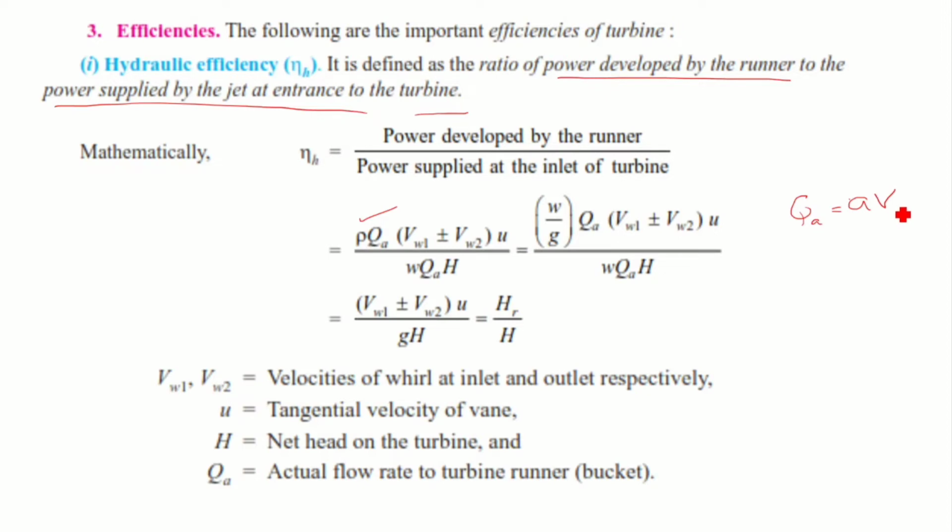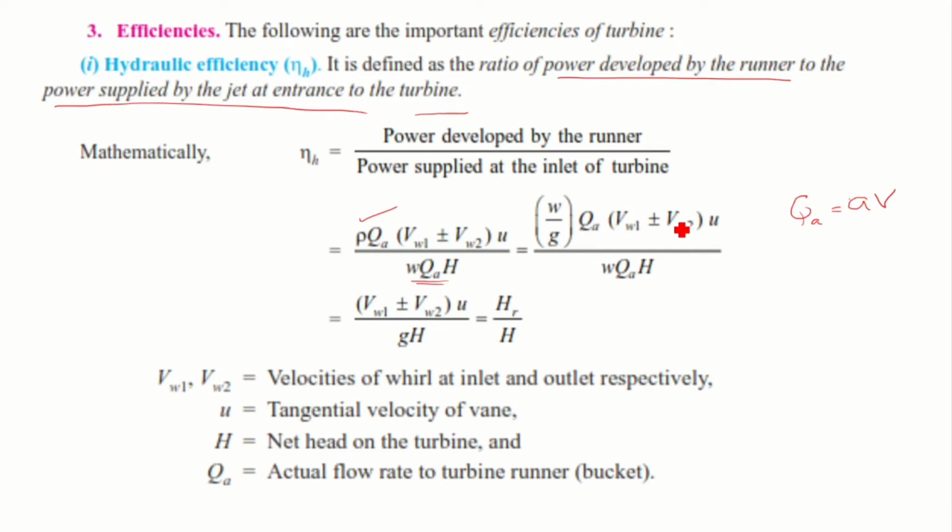So here v is v1, so rho into a into v1. This a into v1 is the actual amount of water striking the runner, into (Vw1 plus or minus Vw2) into u, divided by the power supplied at the inlet of the turbine. Power supplied at the inlet of the turbine is the power supplied by the jet of water. So W is the weight density of water, Q_A is the actual discharge of water striking the plate, and H is the head available at the inlet of the turbine.